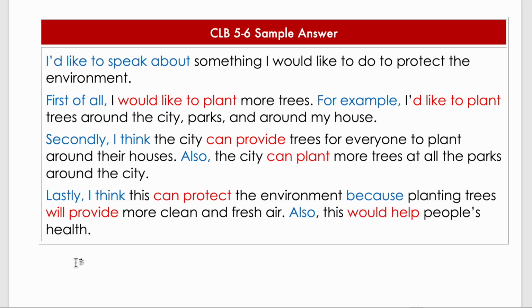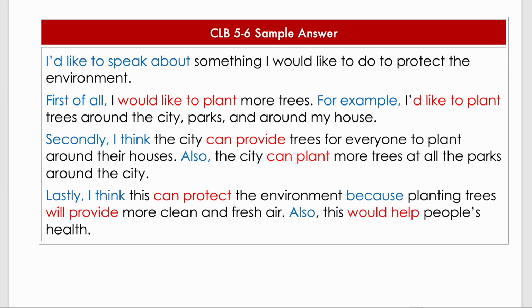And again, the language, would, can, will, okay, so I didn't give so many ideas, but I completed the response, and completing the response is very important for lower levels, okay?